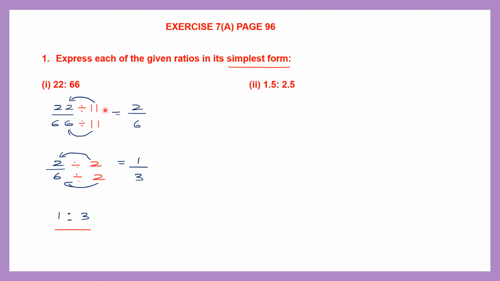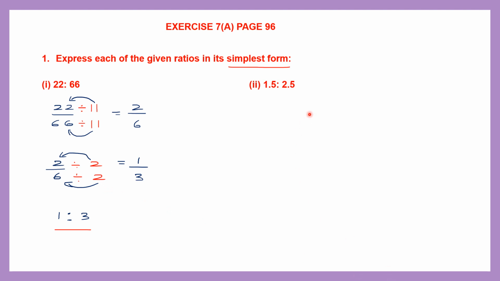Now here what I did is I first divided by 11 and then I divided once more by 2. Now you can take the highest common factor. The highest common factor of 22 and 66 is 22 itself. If you divide both by 22, you will get your answer straight away. Okay, so 22 by 66, if you divide it by its highest common factor, which is 22, you will get your answer straight away. Otherwise, you can break it up like this into different steps and do it.